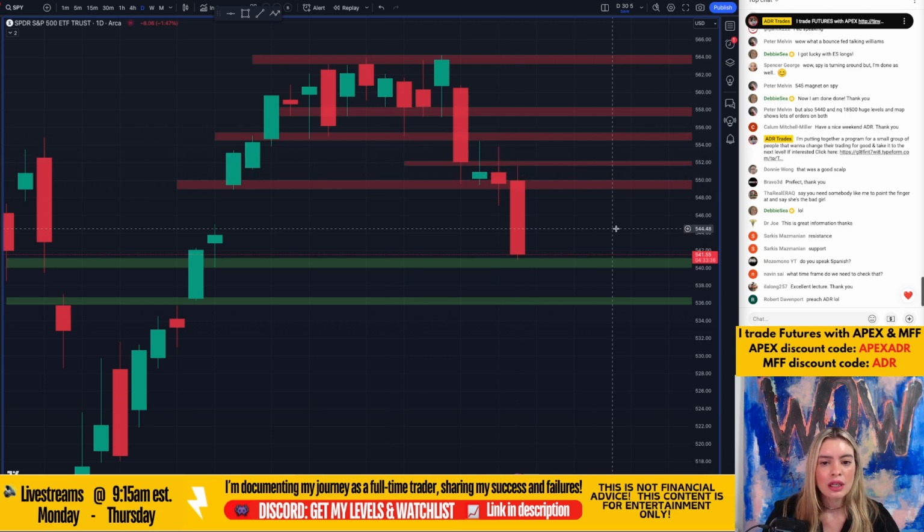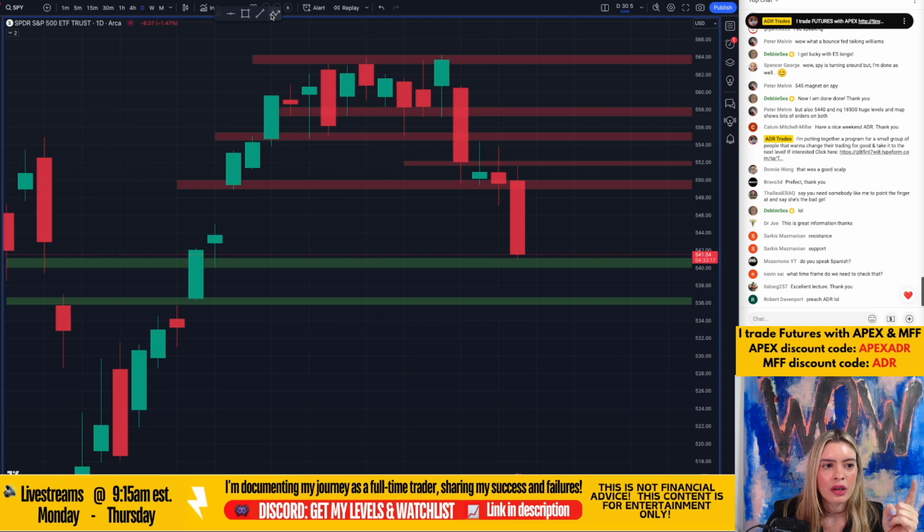I will say, look at the wicks. What are the wicks doing here? Rejecting. Look at the wicks here at the bottom. What are the wicks doing? Rejecting. Look at this break of structure here. What is the break of structure here?